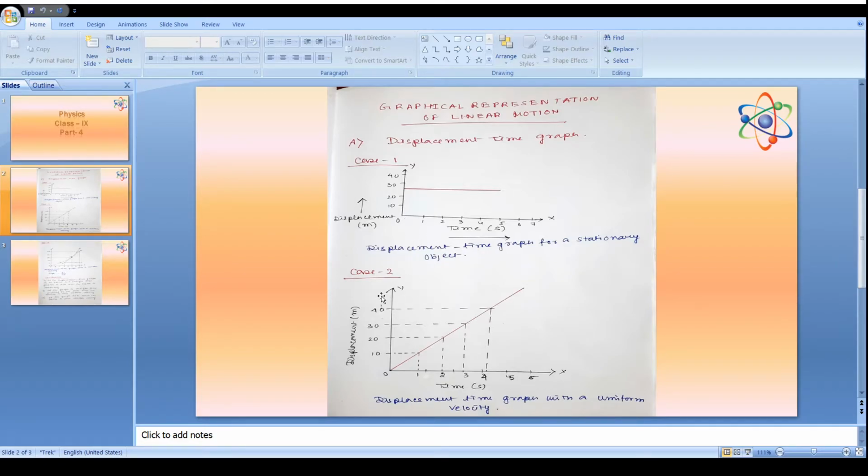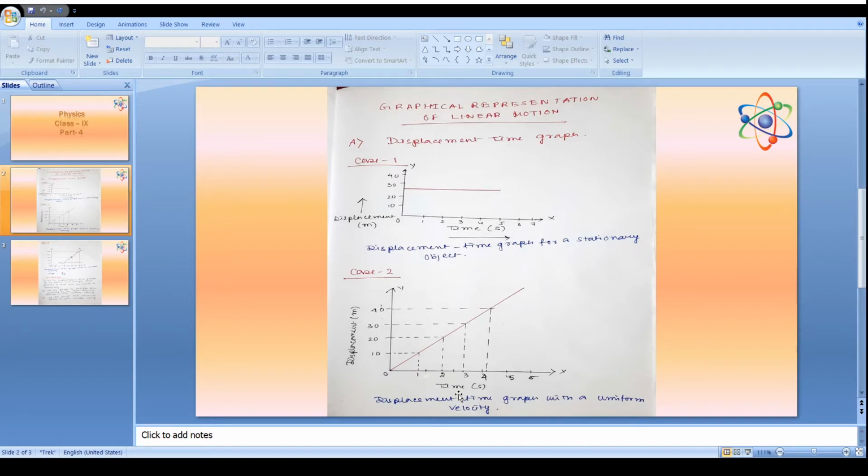Next, case 2. If a body is moving with uniform velocity, its displacement increases by the same amount in each second, and so the displacement time graph is a straight line inclined to the time axis. The velocity of the body can be obtained by finding the slope of the straight line.